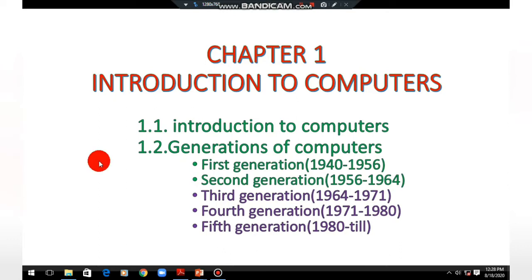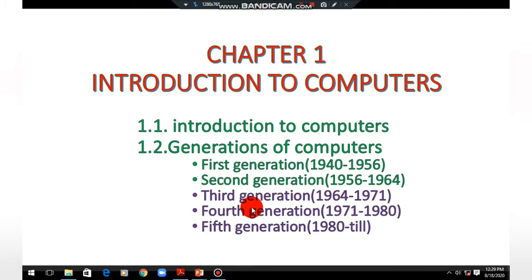And then the second generation. What is the period of the second generation? 1956 to 1964. In this generation, what circuit is used? Transistor. And what language is used? In this generation, machine language as well as assembly languages are used. Can you remember the examples of second generation computers? IBM 1401, IBM 1620, UNIVAC 1108. These are the computers used in the second generation.